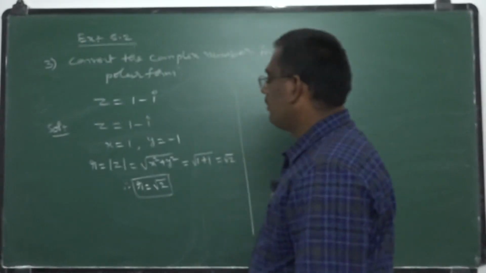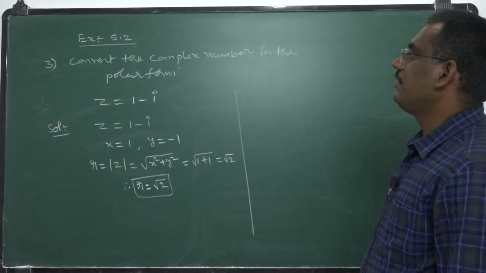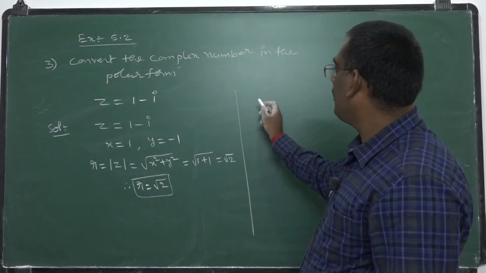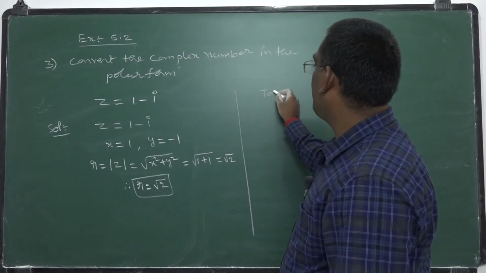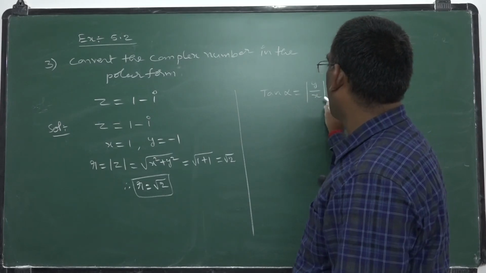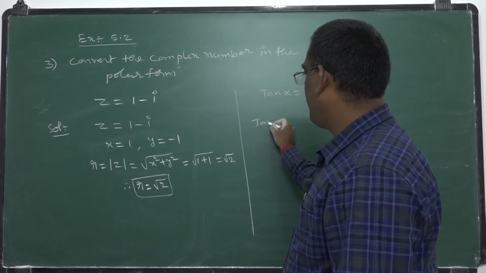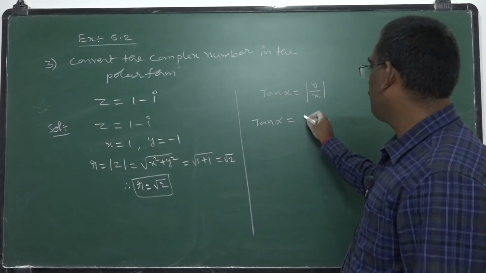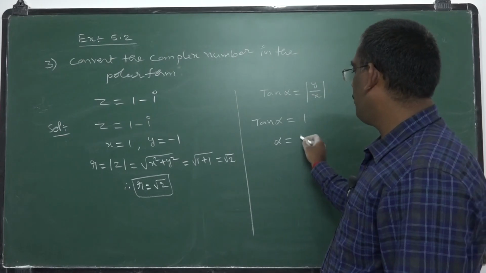Next, we have to find the principal argument of the complex number. First to find alpha, we take the equation tan alpha equal to modulus of y by x. So tan alpha equal to modulus of minus 1 by 1, that will be equal to plus 1. Therefore alpha equal to pi by 4.